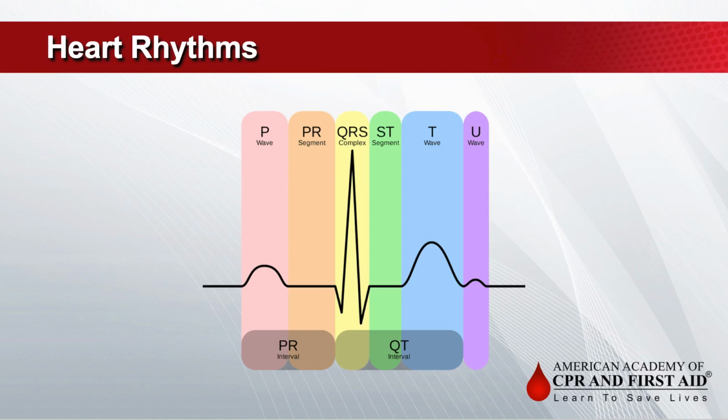A few patients may also have a U wave, which occurs after the T wave and represents repolarization of the Purkinje fibers. This wave may be normal in young athletes, but may indicate old myocardial infarction, exercise-induced ischemia, or even hypokalemia. Normal sinus rhythm is the term we use to discuss normal rhythms.